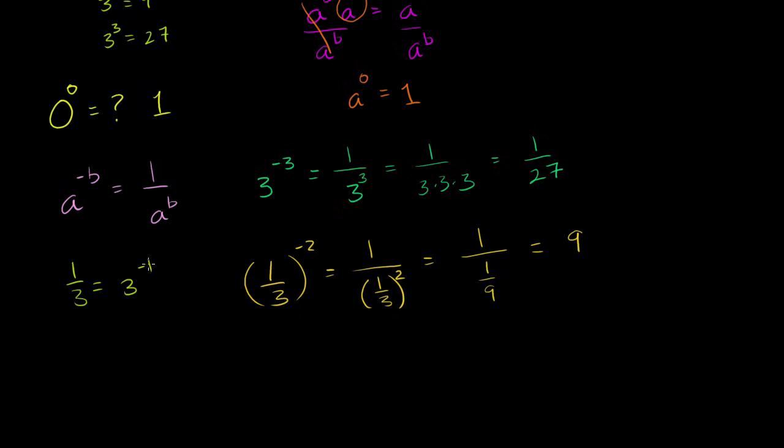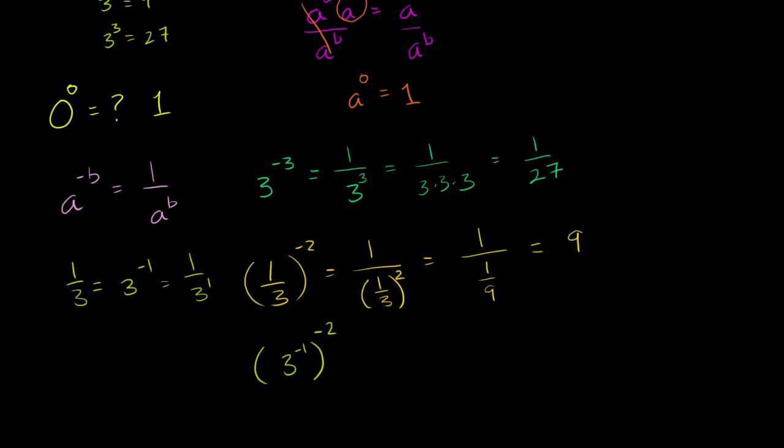The 3 to the negative 1 is 1 over 3 to the 1 power, which is the same thing as 1/3. So if we replace 1/3 with 3 to the negative 1, this is 3 to the negative 1 to the negative 2 power. These two things are equivalent statements.